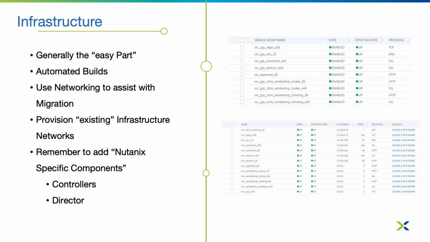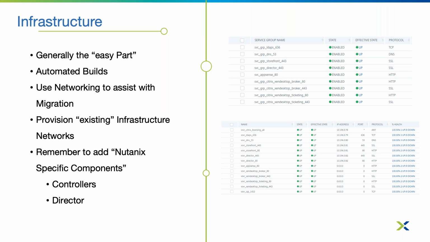So you can split your storefront servers from where they are now to running on HCI and Nutanix, and then use your load balancer to move that workload over, which we did. We used Calm to help with the automated build, so we can repeat those builds consistently. We provisioned the existing infrastructure networks into the Nutanix clusters, which meant there were no issues with firewall rules or stuff like that when we were moving services over.